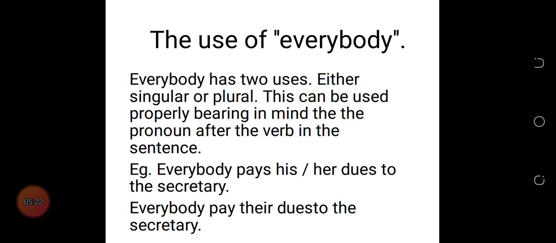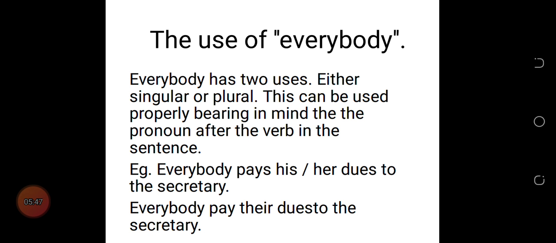Everybody pays his or her dues. So you know that after the verb pays, you are going for a singular word, so his or her. I hope that is clear. Now let's look at the use of this one. Everybody pay their dues to the secretary.